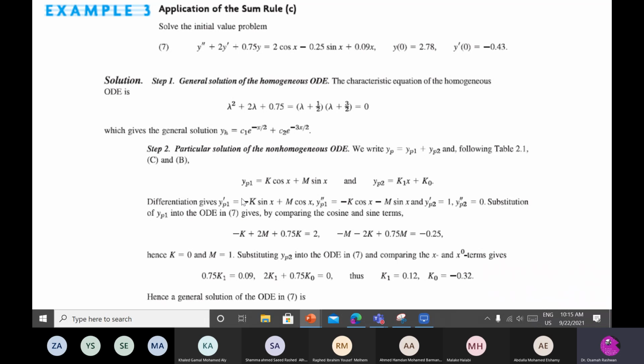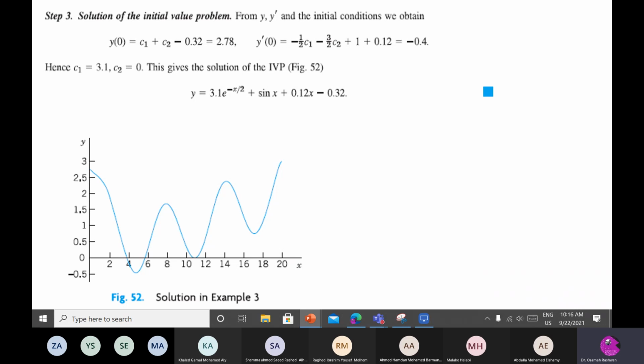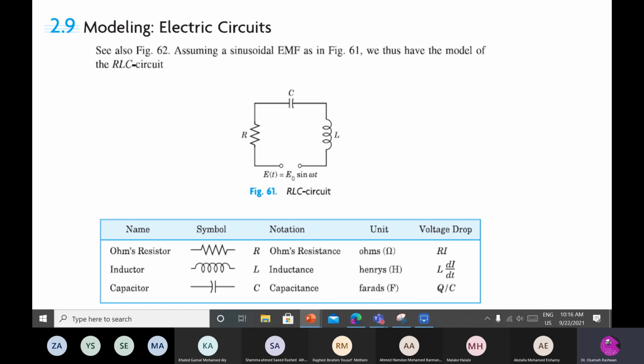So for Yp here, you have two parts: Yp1 corresponding to the cosine and sine, and the other Yp corresponding to the x to the power n. This is x to the power 1, so you have to let a first degree polynomial. This is also very important because when you have a mix, your particular solution will also be a mix. Then you substitute, differentiate, apply the initial condition to get the constants. And once you have a general solution without constants, you can graph it. This is what I told you.